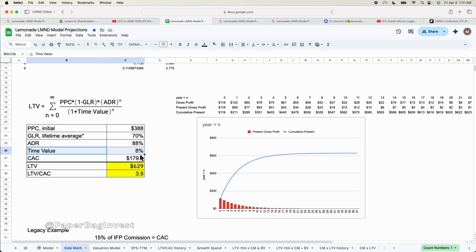And I'm putting in 8%. I would argue that this value should be what the money is worth to Lemonade. Some people have said, oh, it's got to be higher. It's got to be 10%. It's got to be even more than 10%. It's got to be at least 8%.